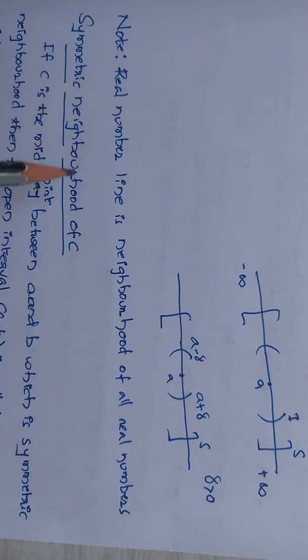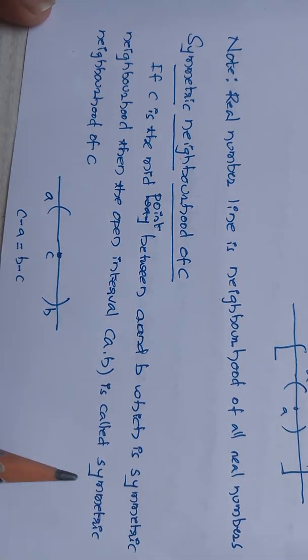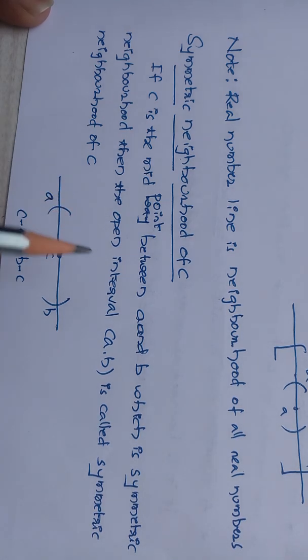Note: the real number line is a neighborhood of all real numbers. Next, let me see the symmetric neighborhood of C. If C is the midpoint between A and B, then the open interval (A, B) is called a symmetric neighborhood of C.